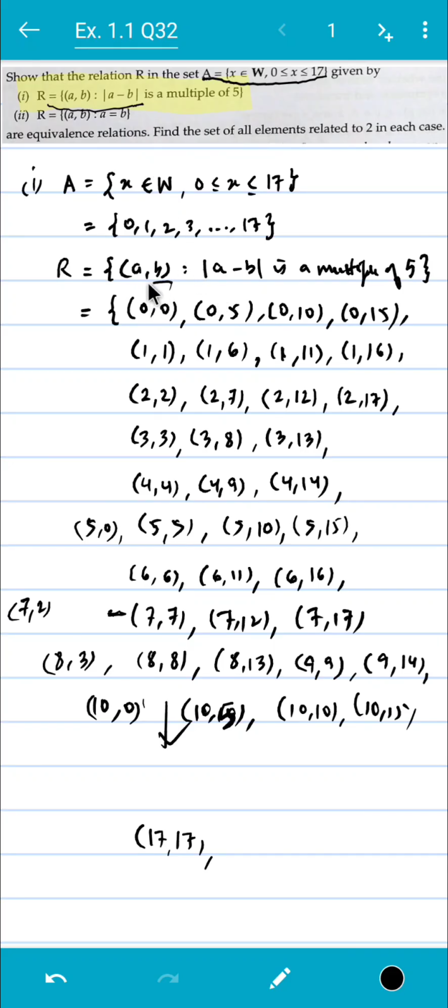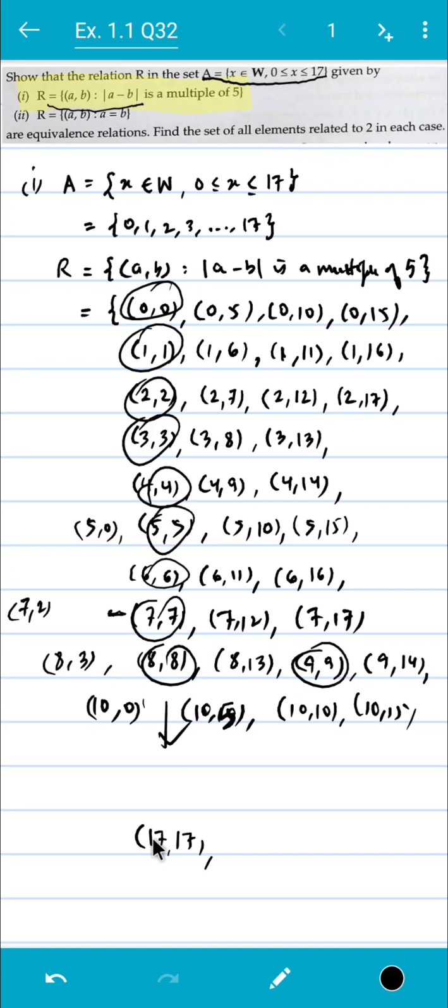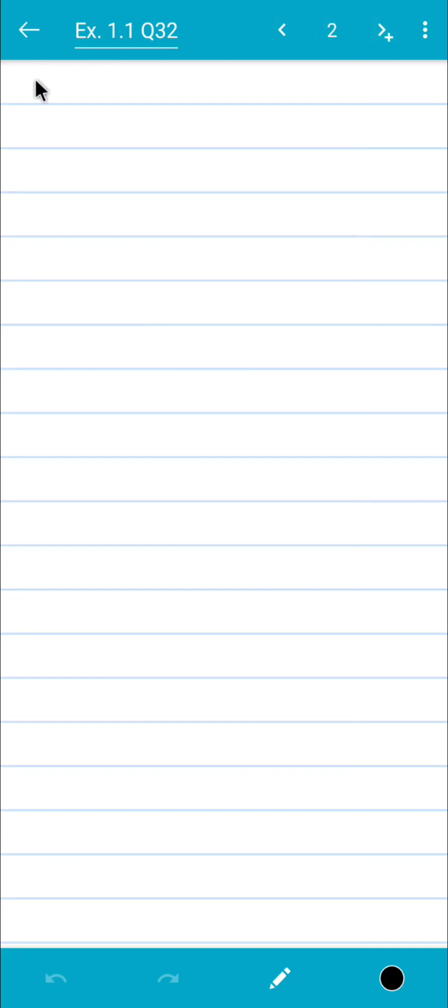Yes, because I see all these elements: 0 0, 1 1, 2 2, 3 3, 5 5, 6 6, 7 7, 8 8, 9 9, till 17 17, all these belong to R. So we can say that this R is reflexive. But seeing that it's too long, let's try to prove it by using a general proof.